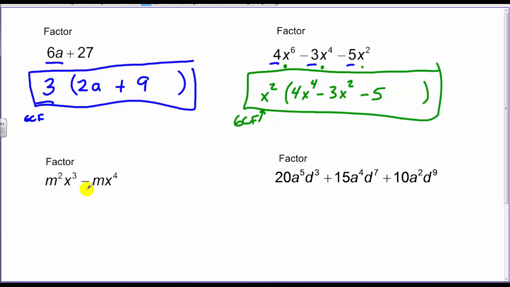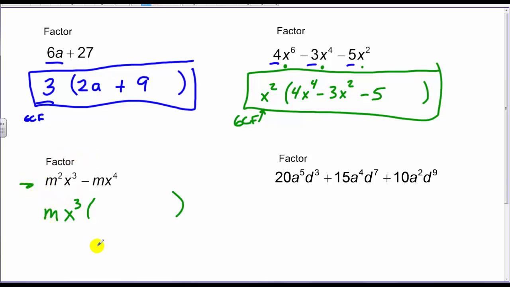I notice I have m's and x's. How many m's are in common in the two monomial terms within the binomial? I have 1 m in common between the two. And then how many x's are in common? I have 3 here and 4 here, so 3 must be in common. And then I'm going to need to find a term that multiplies to mx cubed, which will give me my original binomial back.